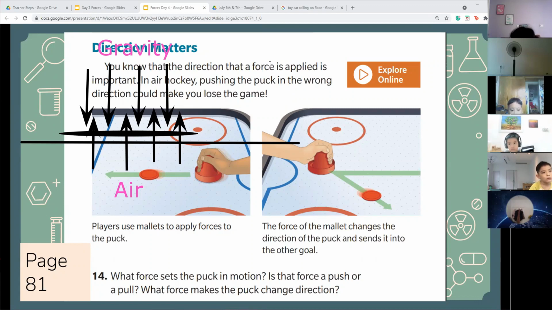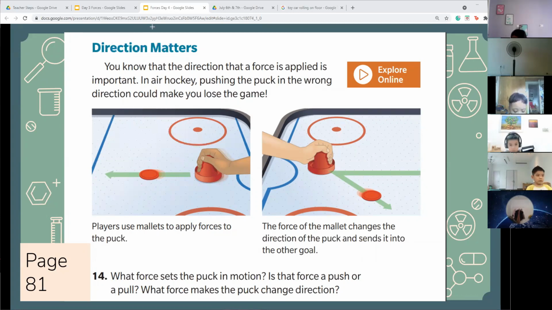And this makes the puck go really fast, because the puck isn't touching anything other than the air. The whole point is the puck is floating. And then the player applies forces to the puck. The force of the mallet changes the direction of the puck and sends it to the other goal. So remember, you can change the direction of an object by applying a force to that direction.